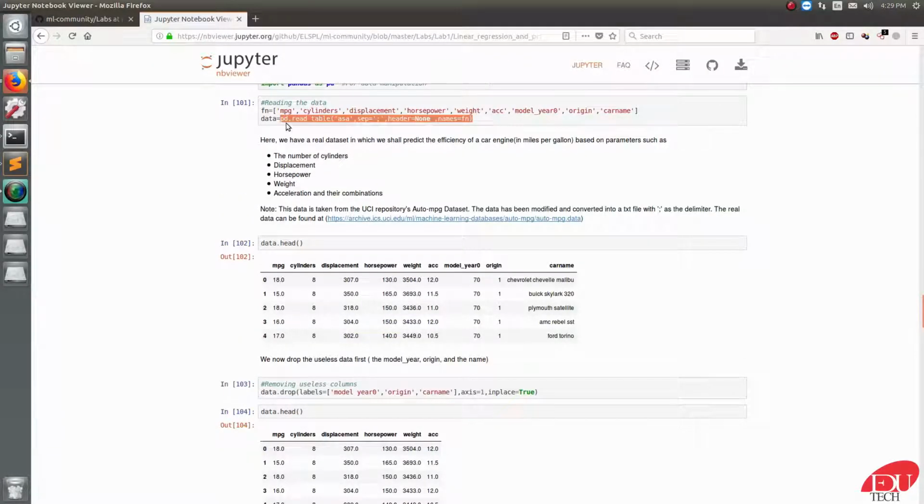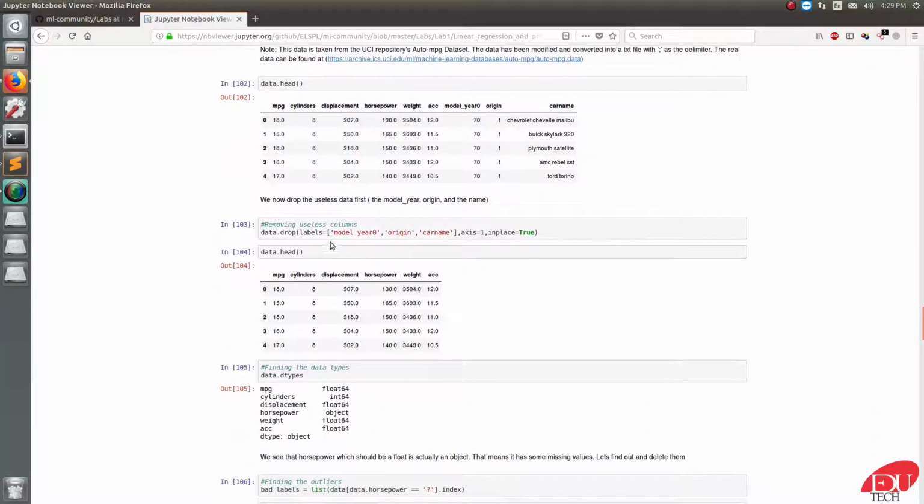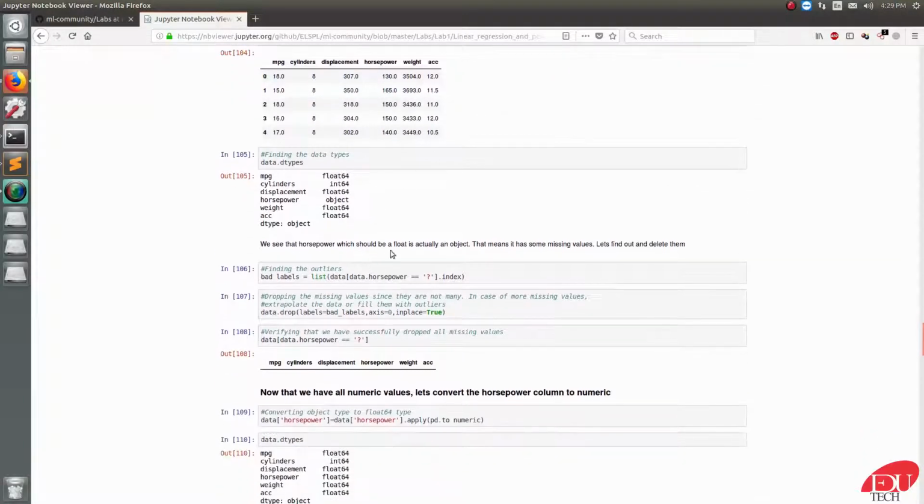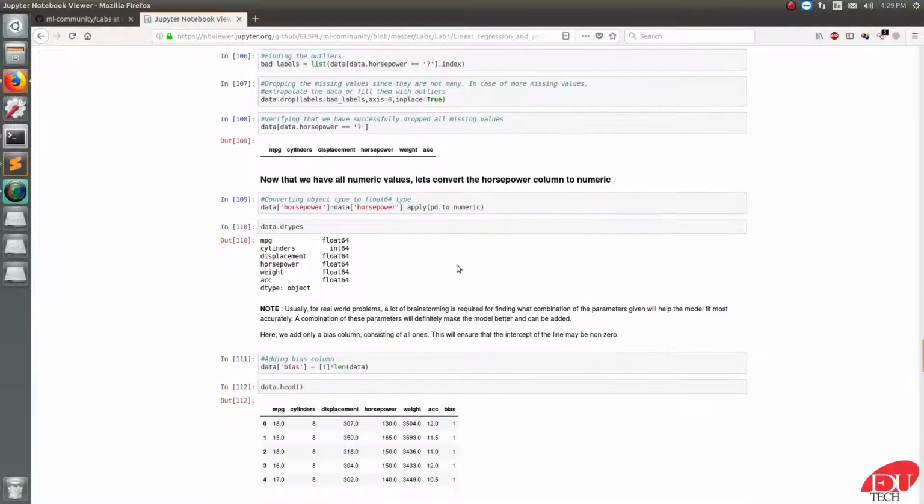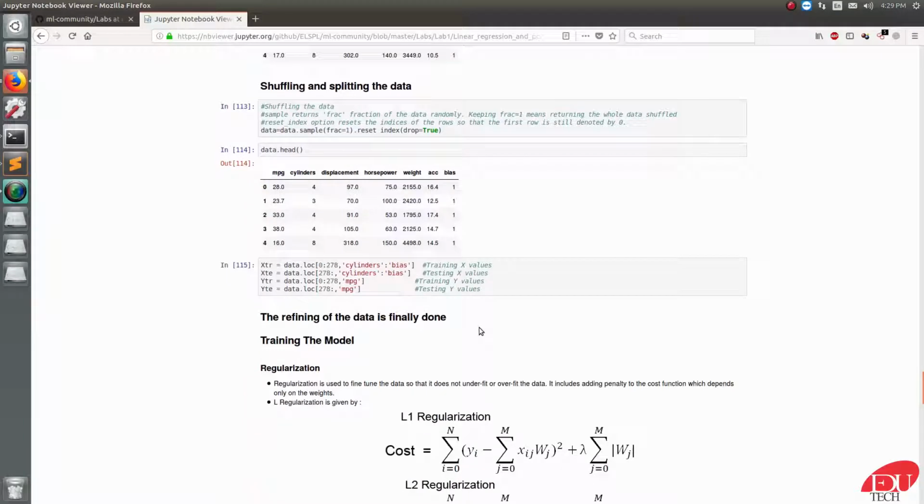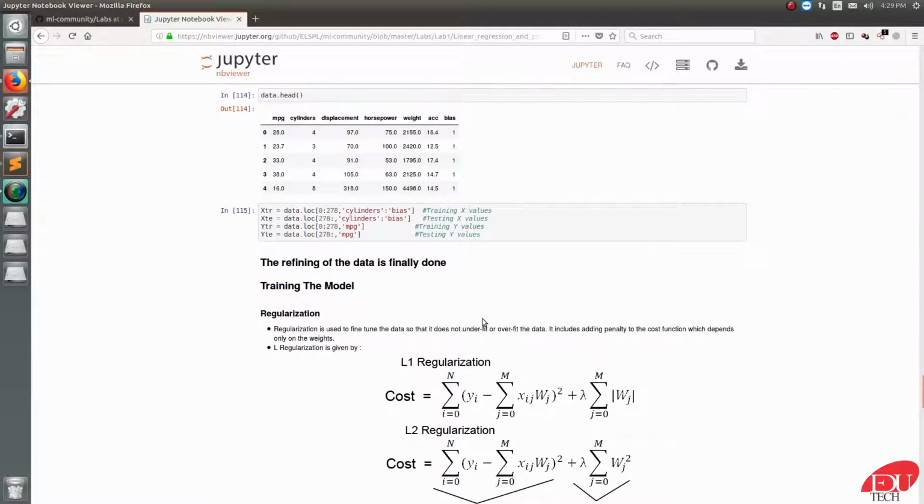As you see, we have used pandas here to work with this data, removing some columns like model year, origin and the car name, and viewing the data, replacing the missing values, converting data types, shuffling, splitting. So basically, to work with the data we use pandas, and hence you should be well aware of this library, and you should know how to use it.